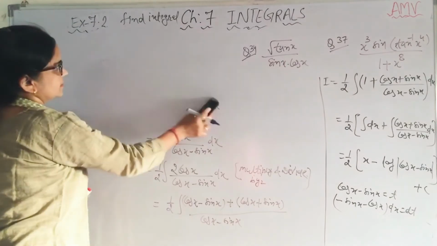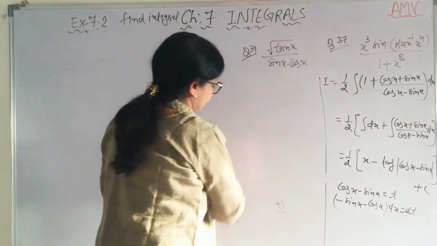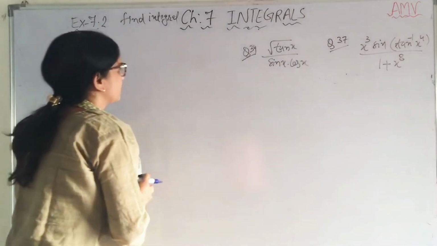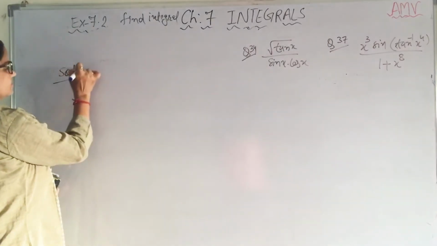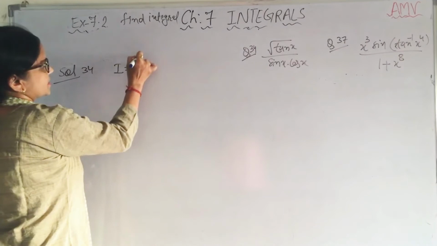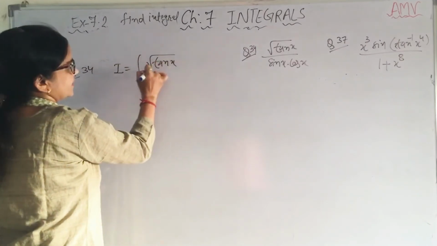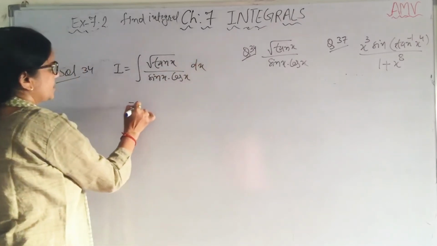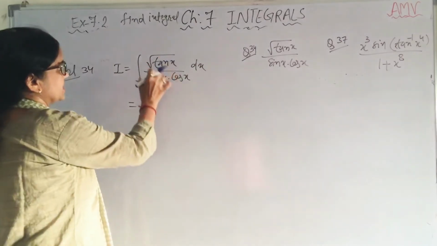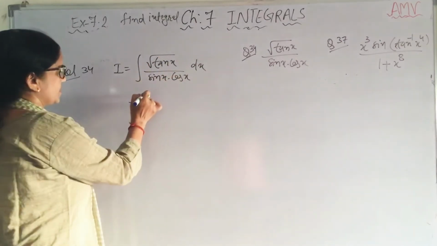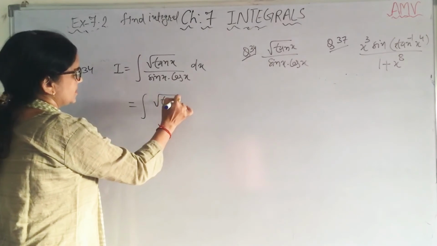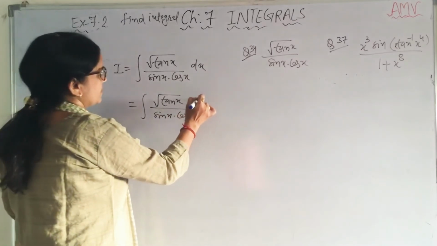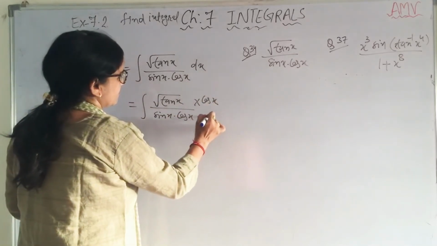Question number 34. Question is under root tan x, here it is sin x into cos x dx. Okay, first divide and multiply this whole term by cos x. Okay, so you will get here under root tan x upon sin x cos x. Okay, multiply by cos x and divide by cos x.